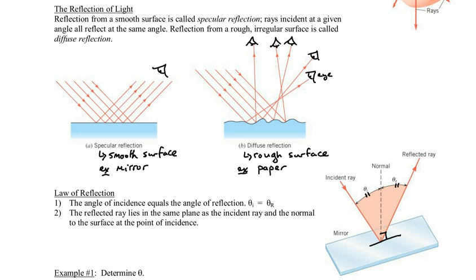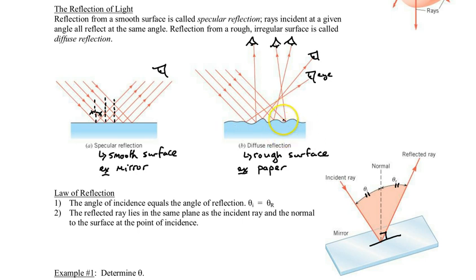I should mention one thing about these two types of reflection that may not be obvious. From here you can see that each of these beams will obey the law of reflection. As I draw normal lines in here, you can see that that angle of incidence will be equal to the angle of reflection for each of the individual rays. But it may not be so evident over here.